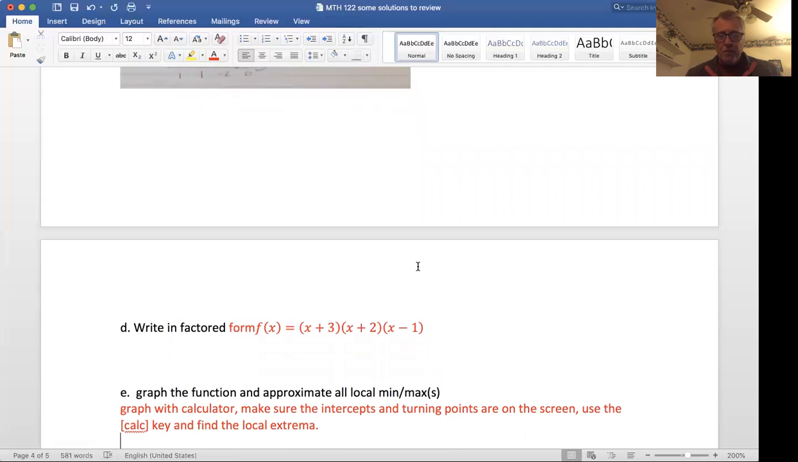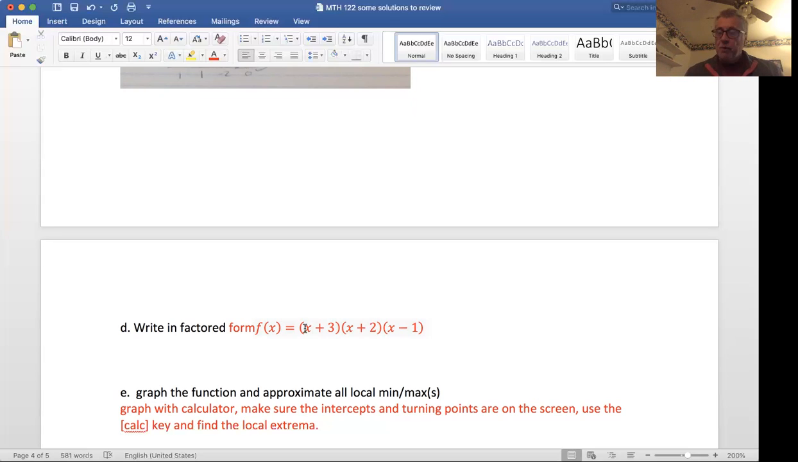Write in factored form. So we're going to take f of x and write it as x plus or minus each root. If the root is negative, if the 0 is negative, we put a plus in front of it when we put it in factored form. If the 0 is positive, we put a minus in front of this in factored form. Remember, in factored form, it has to be the opposite sign of the 0.